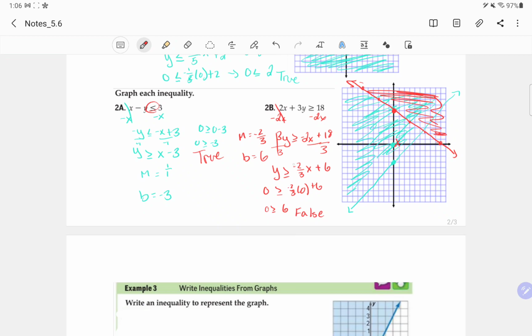When I plugged in my origin, I got 0 is greater than or equal to 6, and again, that's false. 0 is not bigger than 6. The origin was below the line, which means I wanted to shade above that line. All right? Okay.